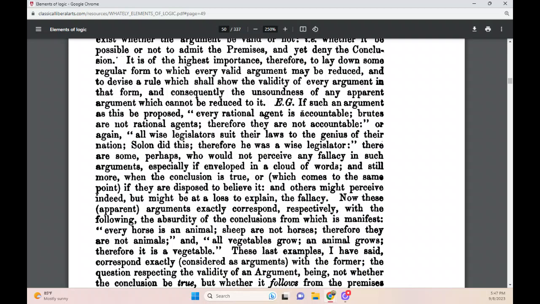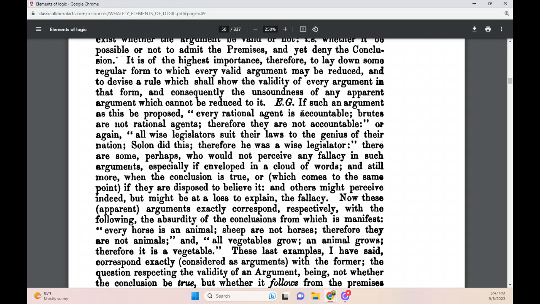That conclusion does not follow from those premises, because Solon, just speaking logically, could have been a wise legislator. He could have been outside the circle of legislators who suit their laws to the genius of their own nation, but he still could have been inside the circle of all wise legislators. So that syllogism is not a real syllogism. It's an apparent syllogism. It's a fallacy.